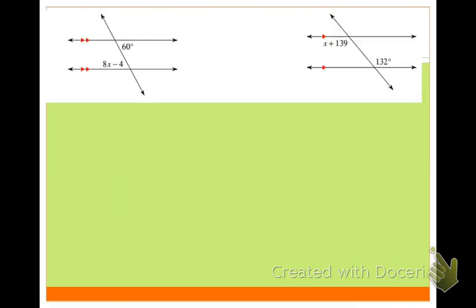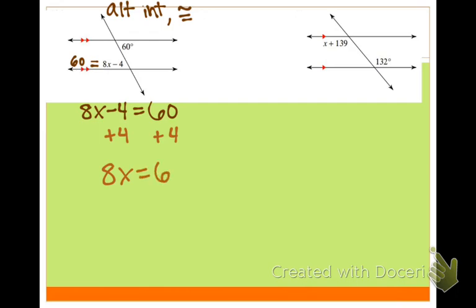So we have 60 degrees and 8x minus 4. What relationship do these two angles have? Alternate interior. Good. What do we know about the measures of alternate interior angles? They're congruent. So then what will 8x minus 4 equal? 60. So 8x minus 4 equals 60. So from here I solve. My next step is to add 4. So 8x equals 64. So this means x equals 8.